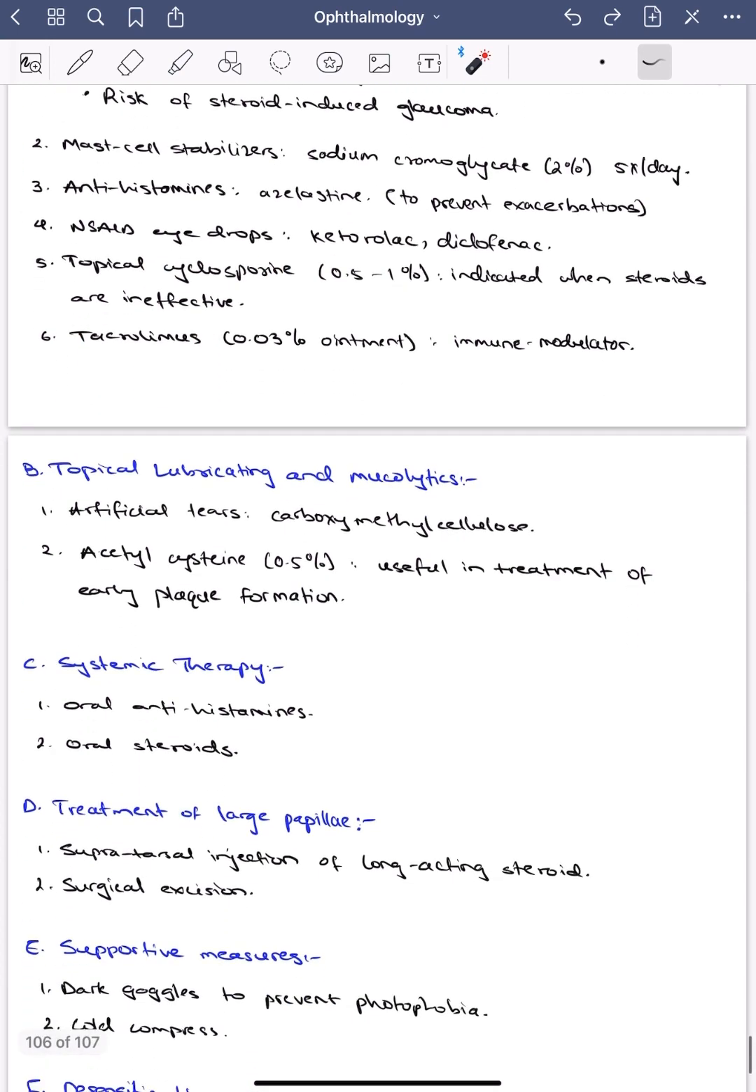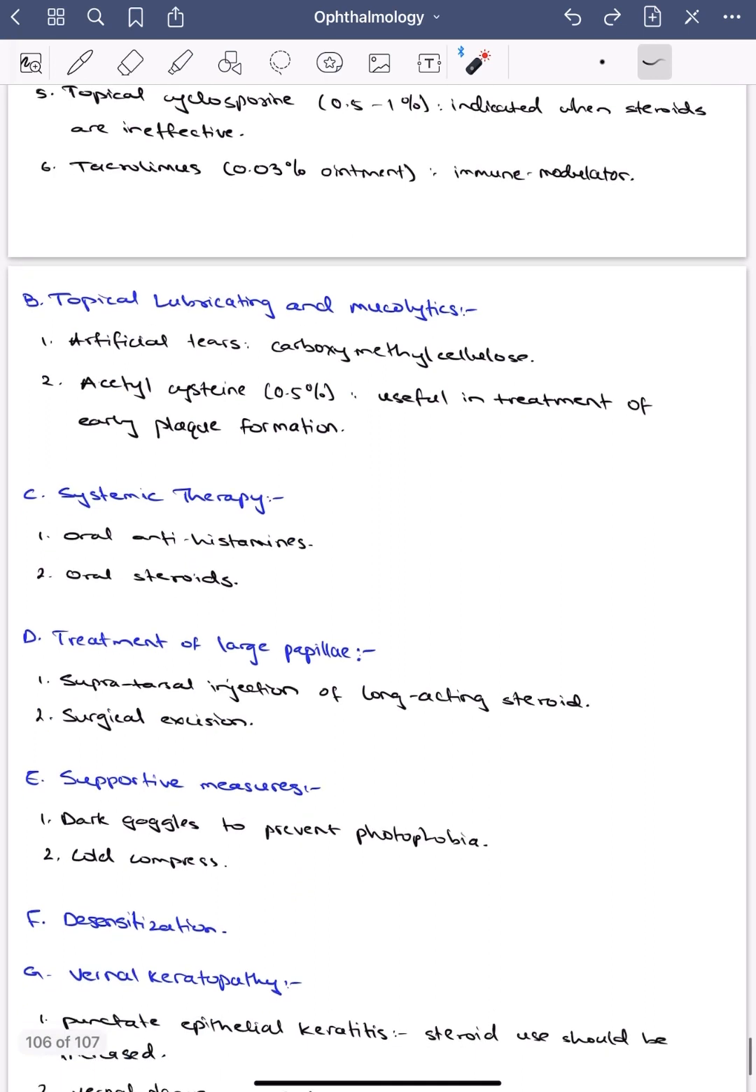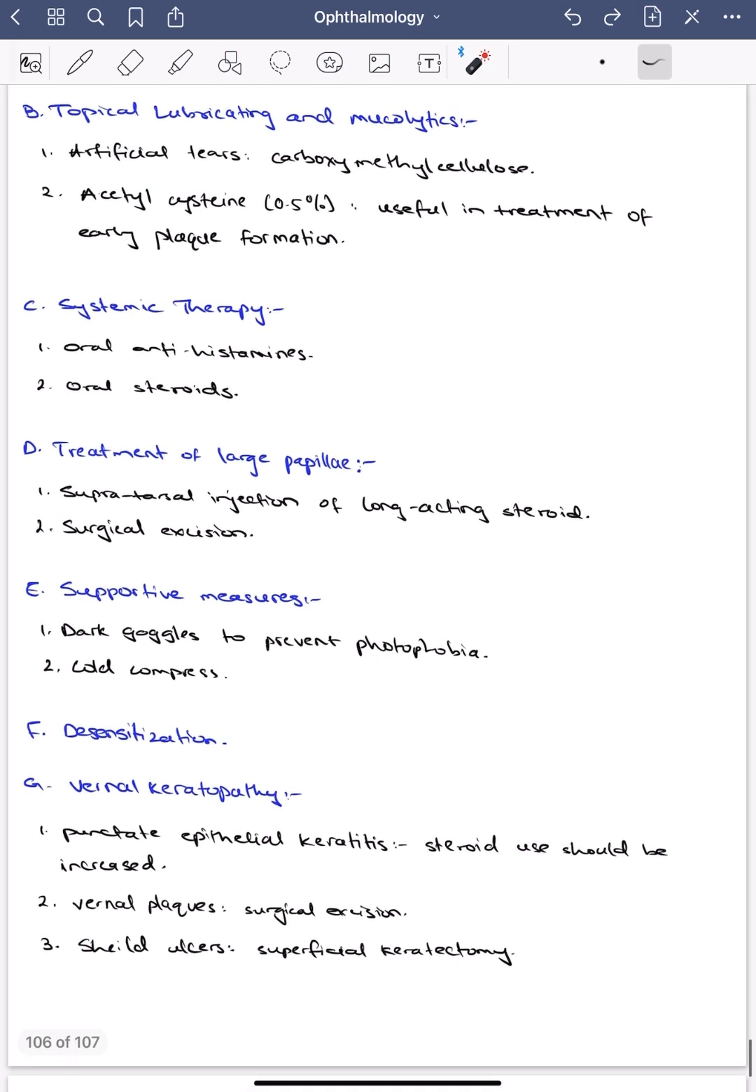Then we give topical lubricating agents like artificial tears and mucolytics like acetylcysteine. Systemic therapy involving the use of oral antihistamines and oral steroids. Treatment of large papillae requires supratarsal injection of long-acting steroids. Surgical excision can be done. Supportive measures, desensitization and vernal keratopathy. And if there are shield ulcers, we give superficial keratectomy. So this sums up our discussion on vernal keratoconjunctivitis.